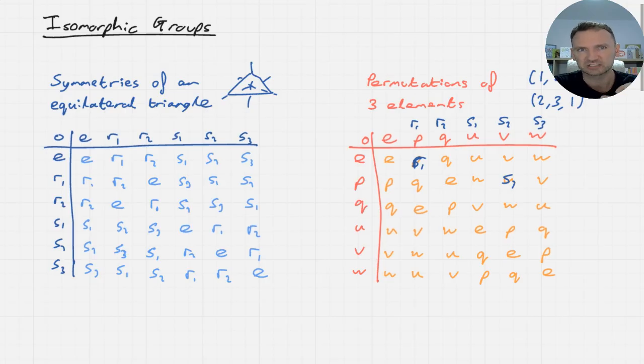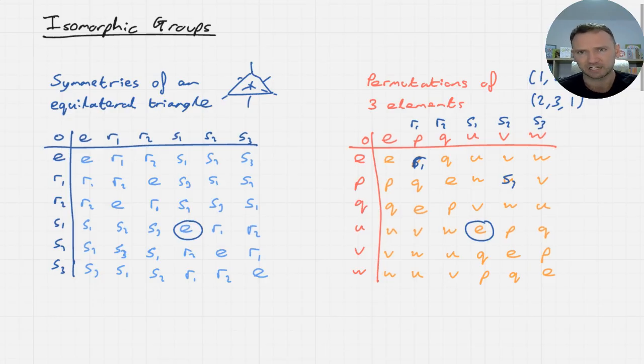So we're going to use this to say that these two groups are isomorphic. One thing worth noting straight off the bat here is that the way we've done our relabeling, if we look at the order of S1 in the first group, S1 composed with S1 is E, so S1 has order 2, and U composed with U in the second group is E, so U has order 2. Whenever we're doing this, it must be the case that the order of the element is the same in both groups, otherwise relabeling is going to change the group. We're not going to be able to have a complete matchup.